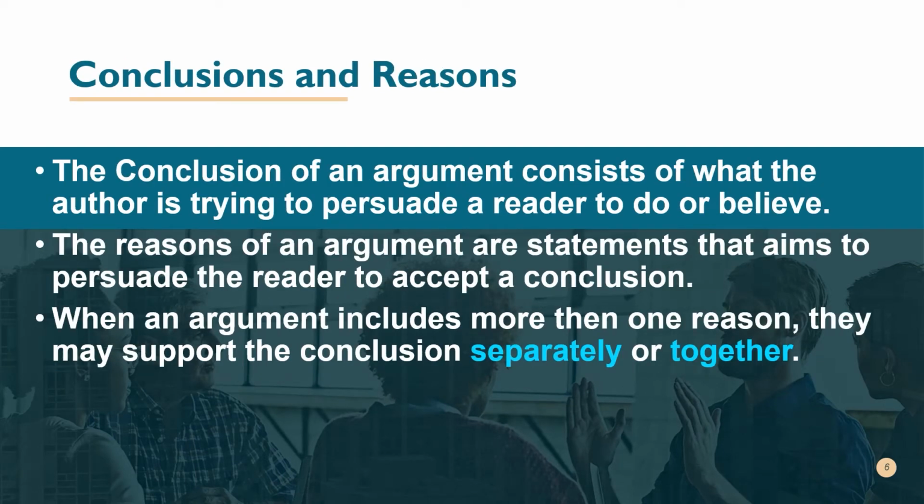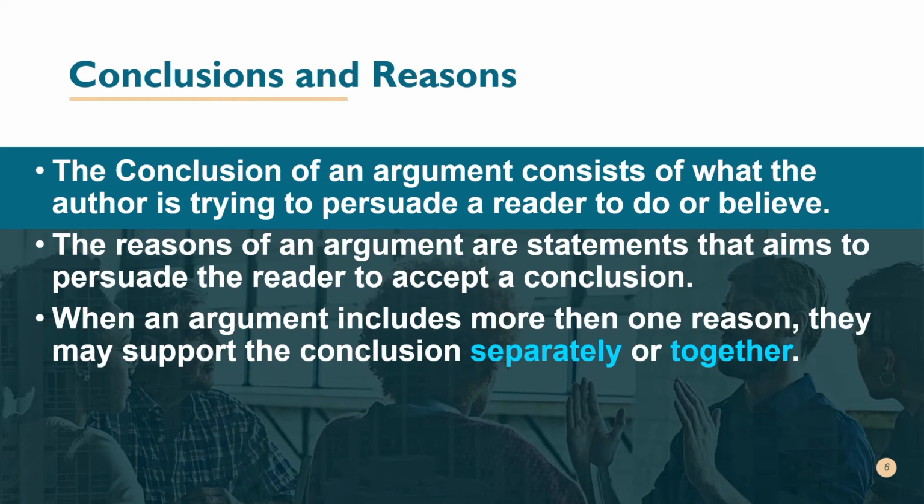Now, when we look at conclusions and reasons, the conclusion of an argument consists of what the author is trying to persuade a reader to do or believe. The reasons of an argument, those other pieces of information, aim to get the reader to accept the conclusion. It is there to persuade you to accept this information. When an argument includes more than one reason, they may support the conclusion separately or together.